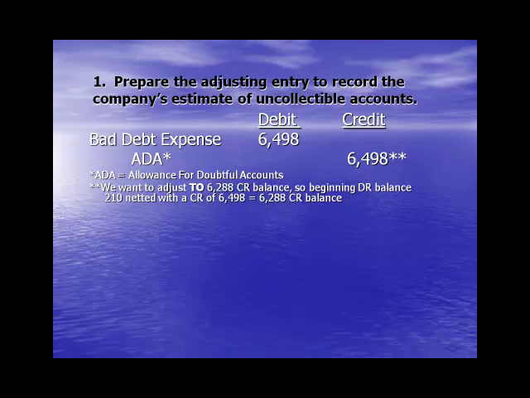So in other words, when we're doing it based on an analysis of receivables, we're adjusting to the amount we calculate as the bad debt allowance. We calculated $6,288. We need to take whatever balance we currently have and make the journal entry so that it will adjust it to that $6,288, and that's what we've done here.